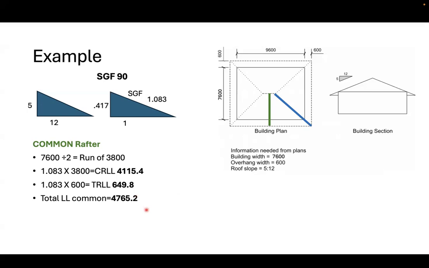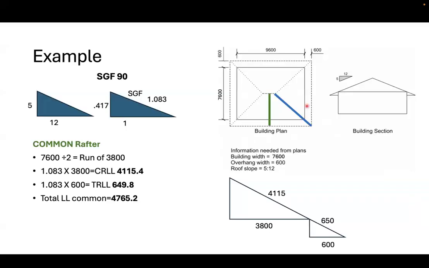Once you kind of get the gist of the base one, it's actually quite straightforward. All we ever need is our slope gain factor and find out the run of a rafter. Again, I would always draw these triangles because they're helpful, and as carpenters, we're very visual people, and it just helps keep things straight. So 3,800 for the run, 600 for the tail projection, multiply, and we come up with our numbers. So that deals with the common rafter.